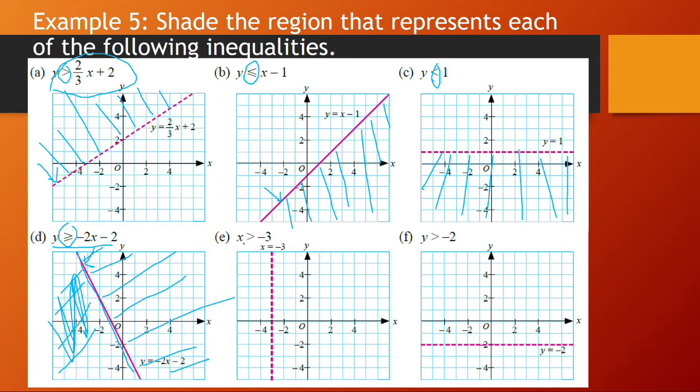Okay. E, x is greater than negative 3, so this is the line. Greater than means on the right, so you shade the right hand side here.